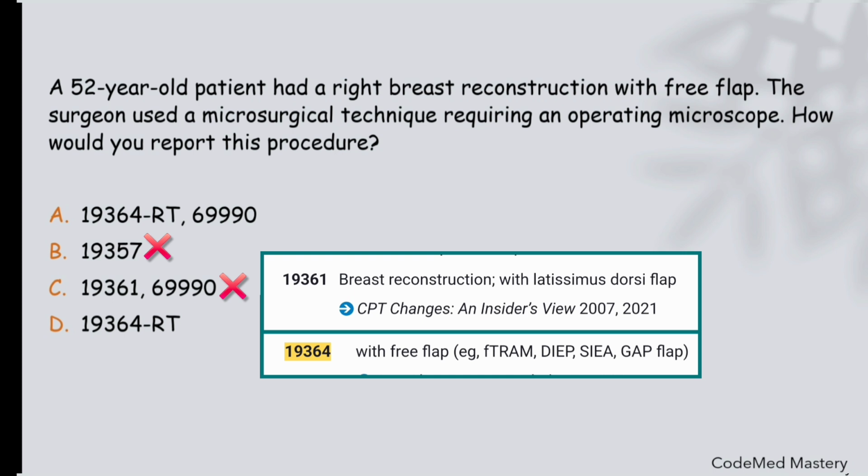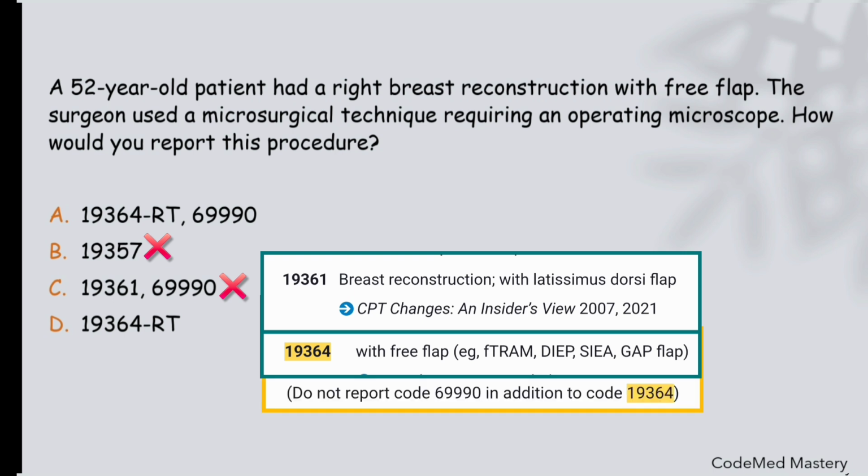They have given 19364 with RT, that is for right breast reconstruction. In option A, along with 19364, they have given 69990. Below the code 19364, there is a parenthetical note: Do not report code 69990 in addition to 19364. Therefore, we should not report these two codes together. Eliminate option A. The right answer is option D. Never forget to check the parenthetical notes below the code.